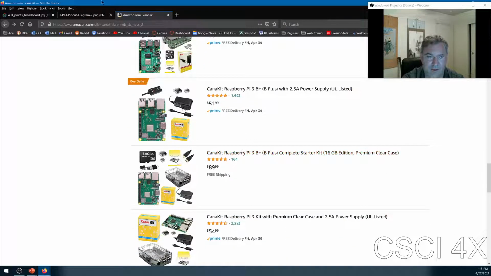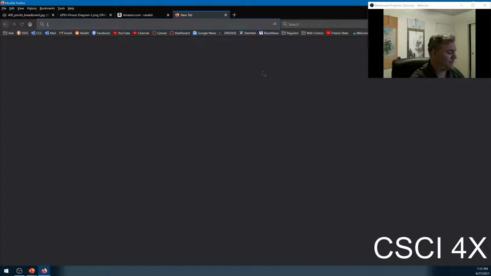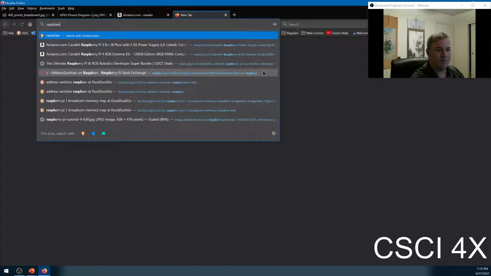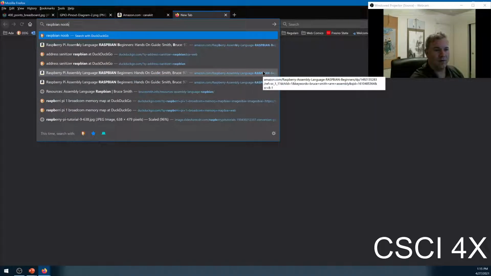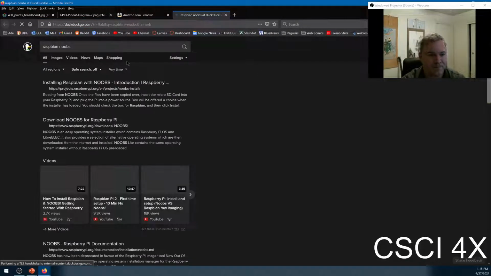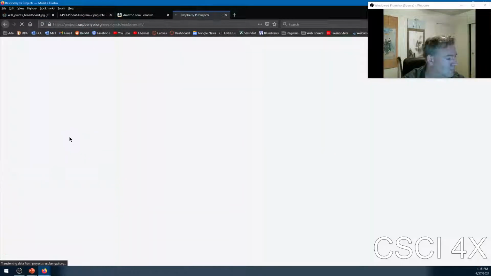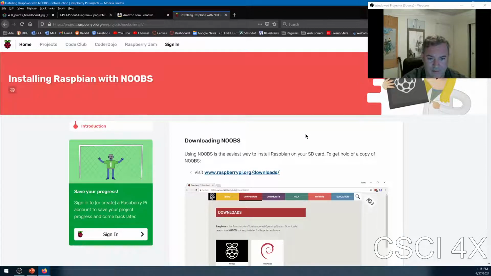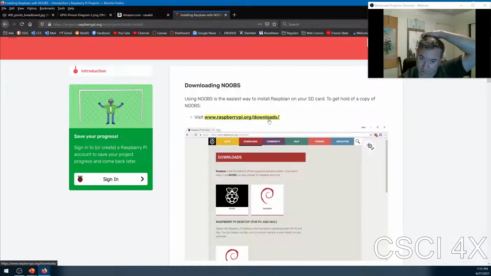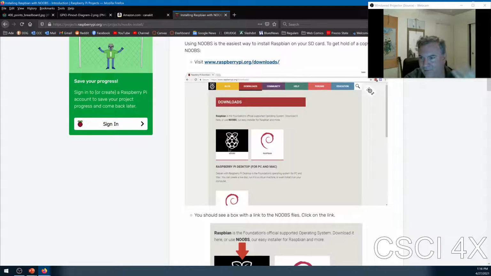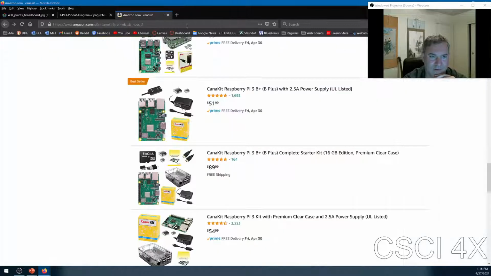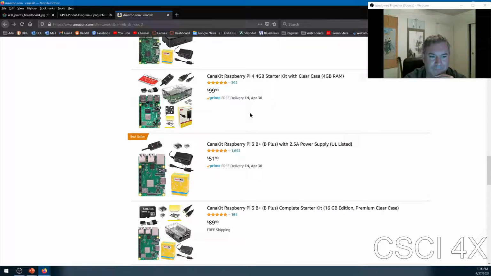Otherwise, you'd have to go to raspberrypi.org, download it, and get an imager. It's not the end of the world, but you'd have to still buy the SD card and the adapter, and it's just kind of easier to just get it preloaded like that.